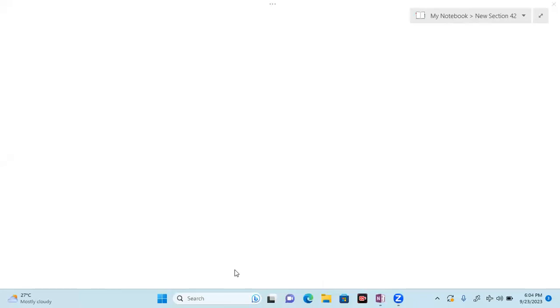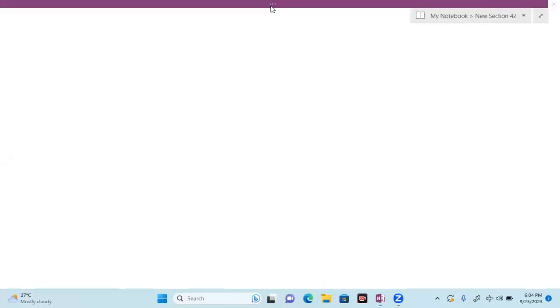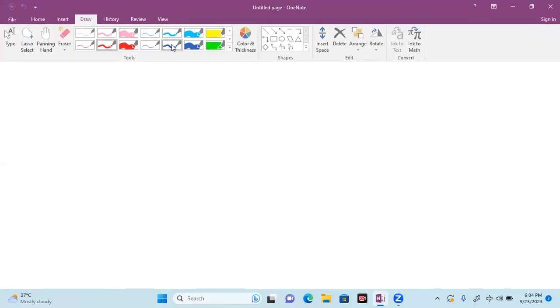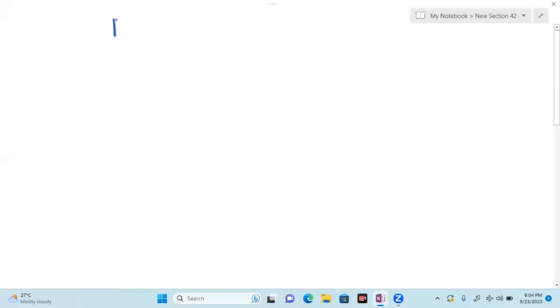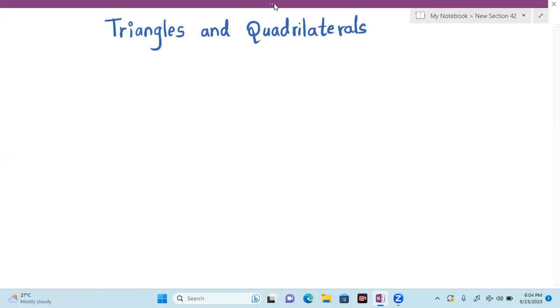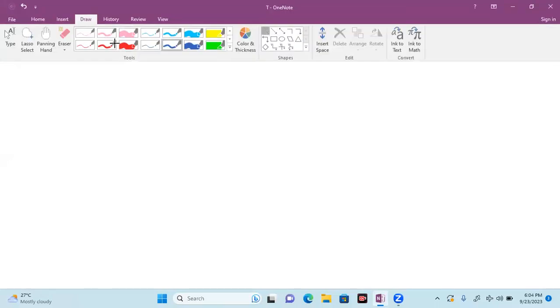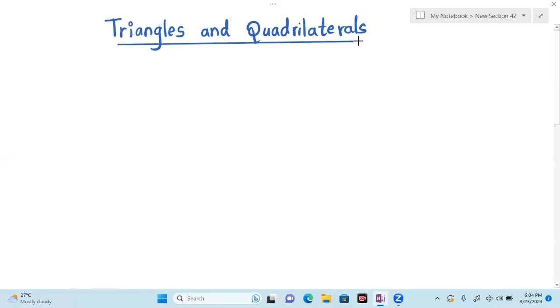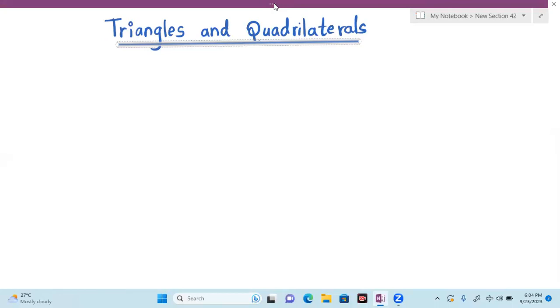Today, we are going to start the 12th lesson of the grade 8 textbook. It is triangles and quadrilaterals. Okay, then if you have your books, please write down the topic: triangles and quadrilaterals. Under this topic, we are going to learn about the relationship between the angles of a triangle and a quadrilateral.